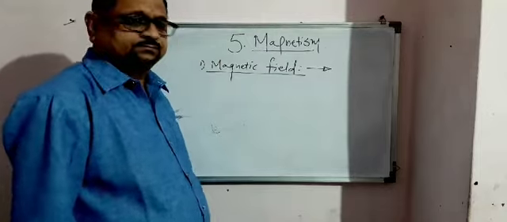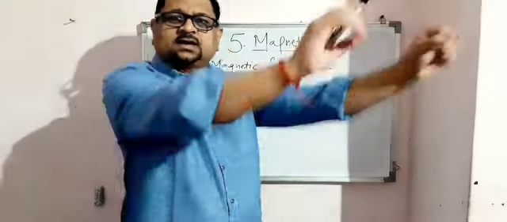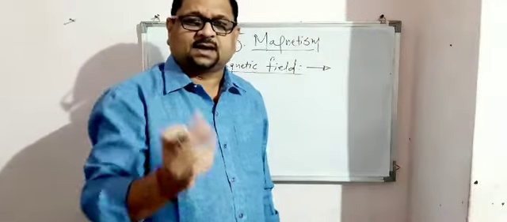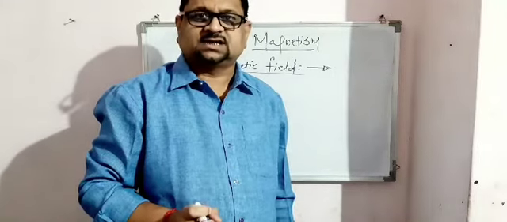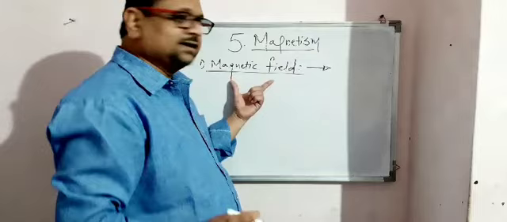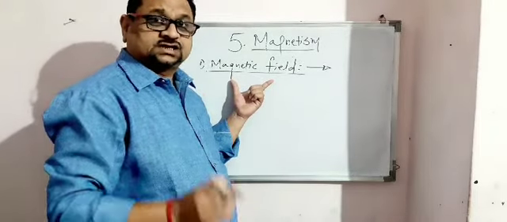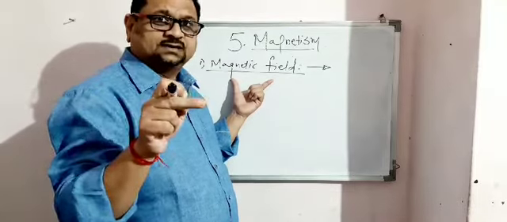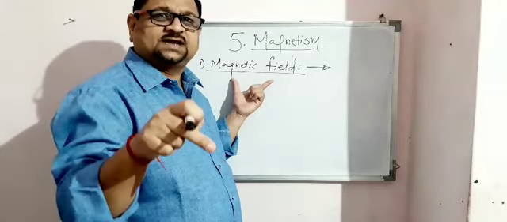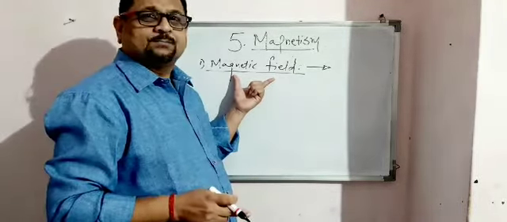Magnetic field. The first definition. What is the meaning of magnetic field? The space around the magnet within which its influence can be felt. Isn't it? That is called the magnetic field. The space around the magnet within which its influence can be felt, its influence can be experienced. That is called the magnetic field.